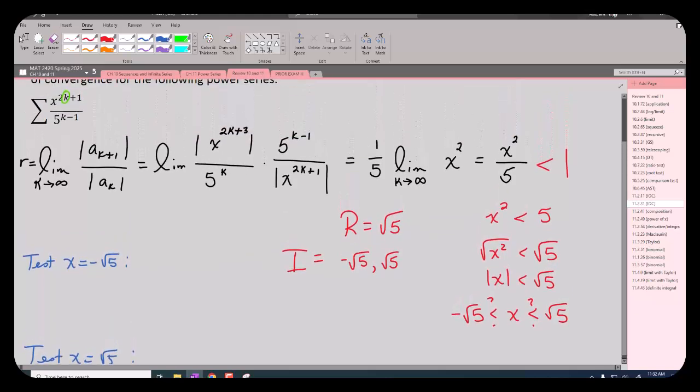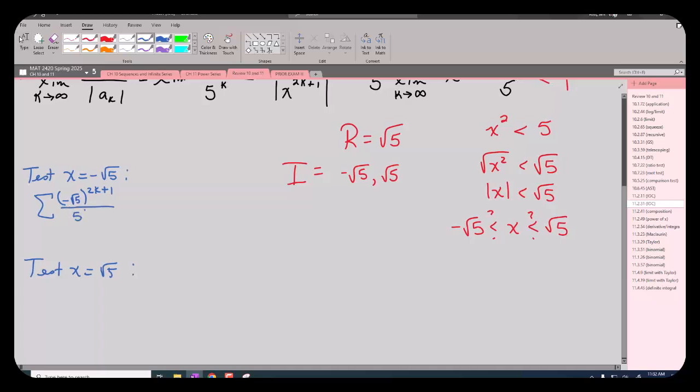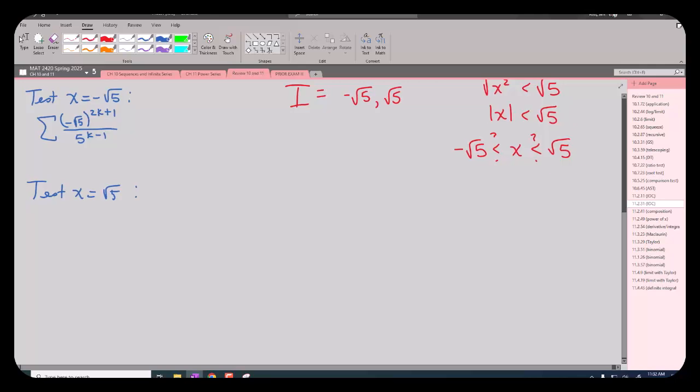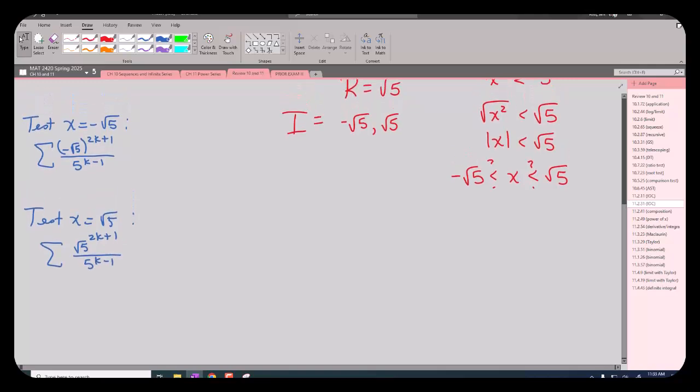So we come back to the original series, and we replace that x with negative root 5. So the series of negative root 5, and that whole quantity is raised to the 2k plus 1, divided by 5 to the k minus 1. And down here, let's write it while we're doing the same type of thing. This one is going to be root 5 with no negative, to the 2k plus 1, over 5 to the k minus 1. All right, so we're going to analyze both of these series.